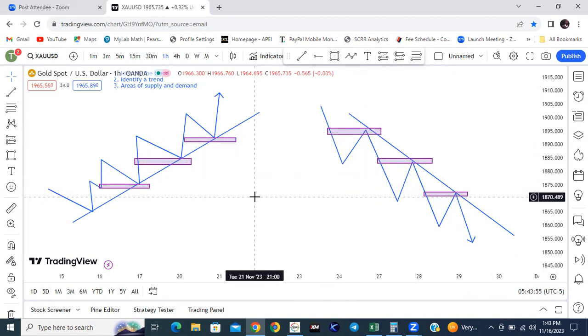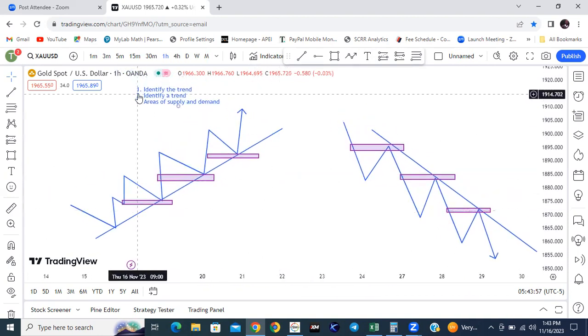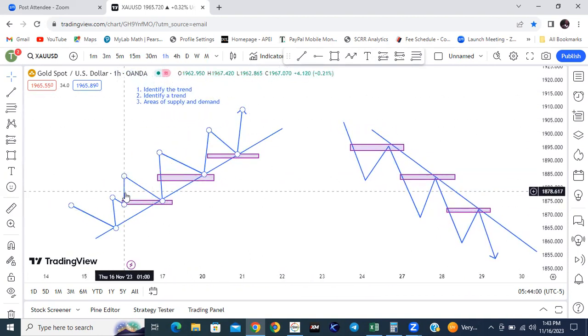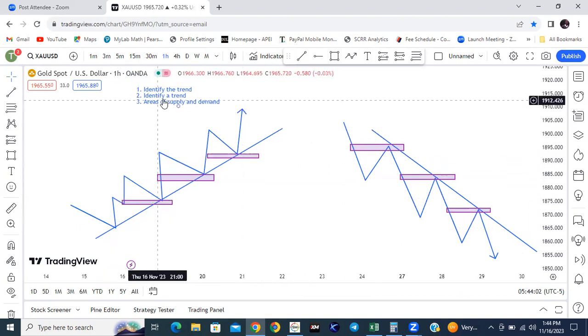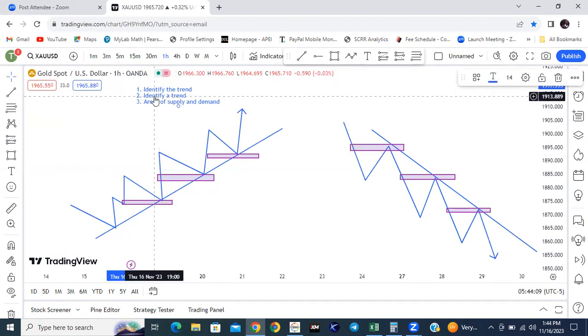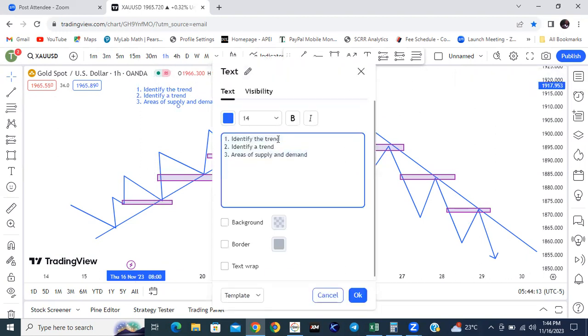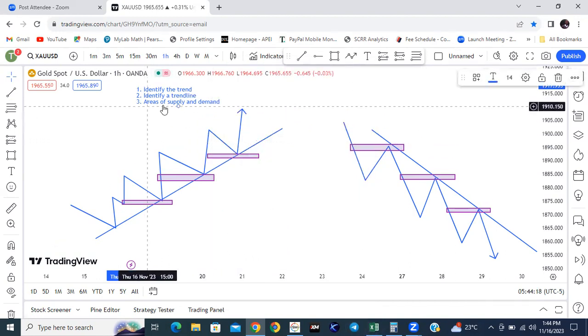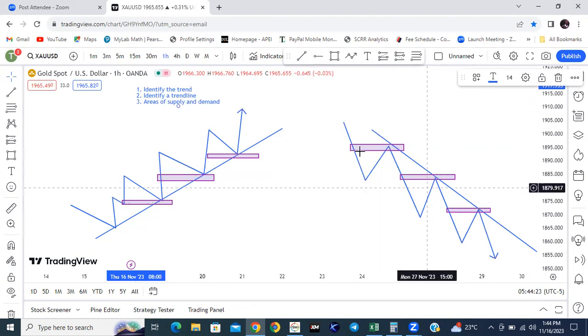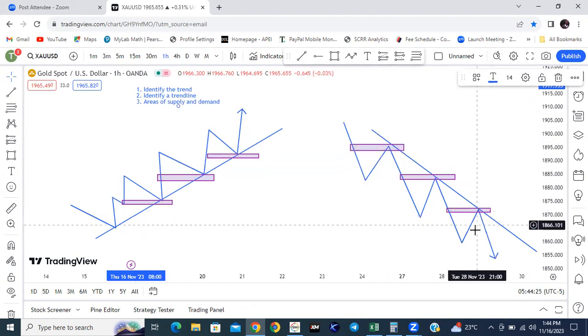These are the rules. I repeat again. Number one, you identify the trend, then you identify a trend line. Once you identify a trend line, now try to locate areas of supply. If it's a downtrend, you locate areas of supply and wait for the price to retrace to those levels for you to take a sell.